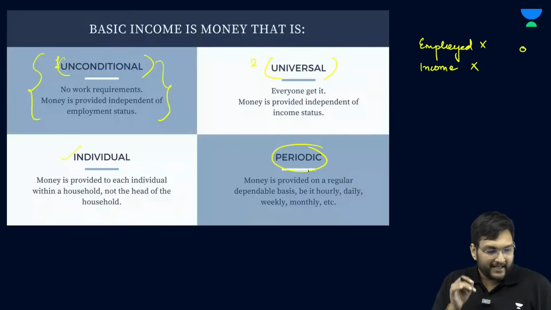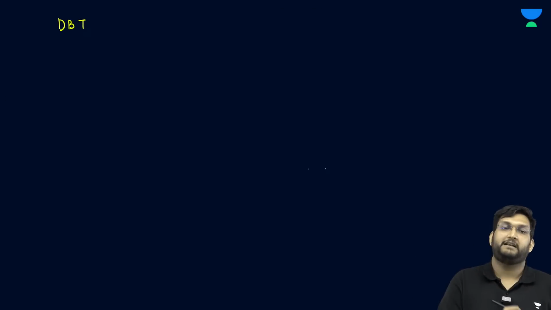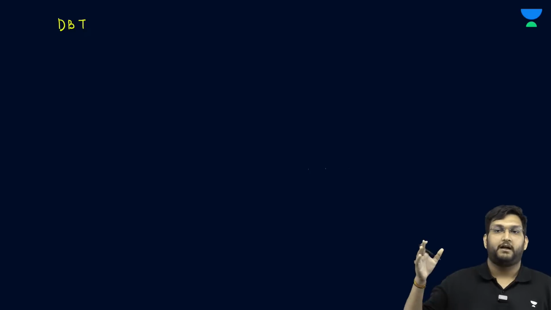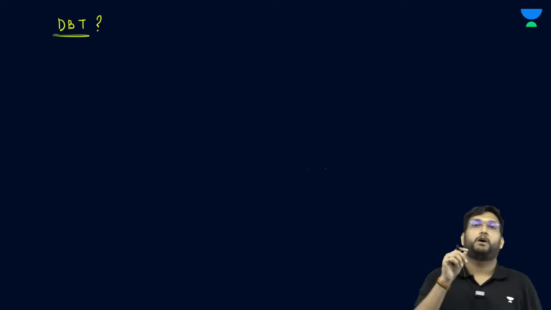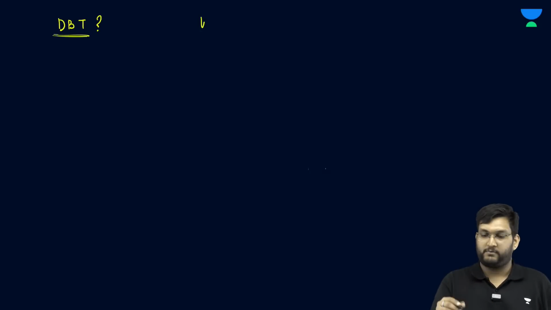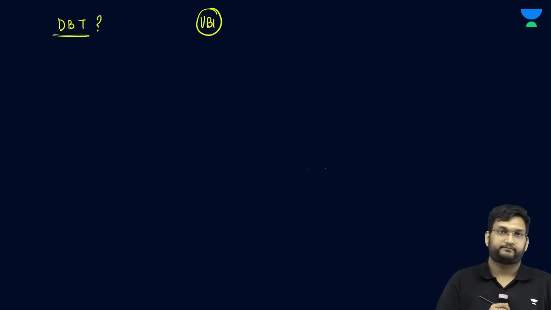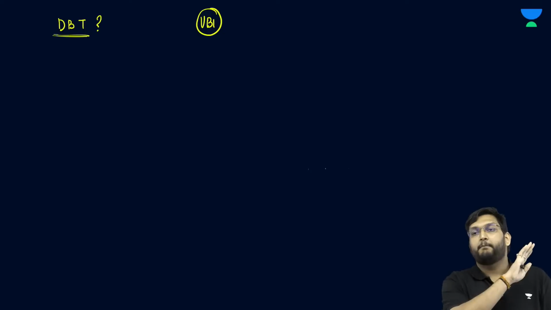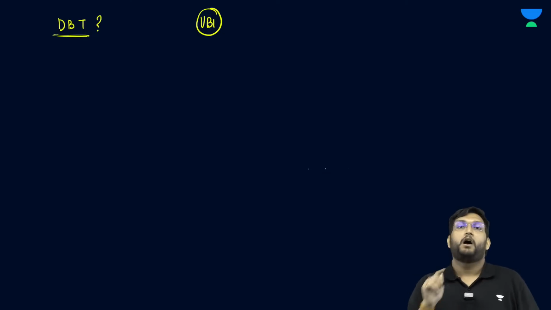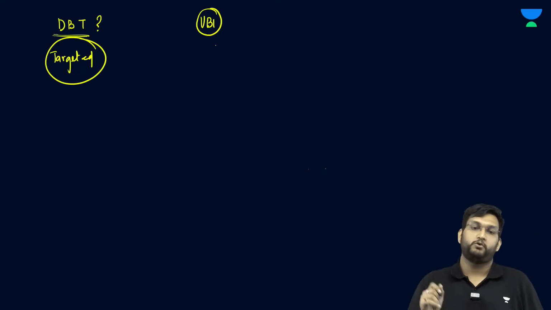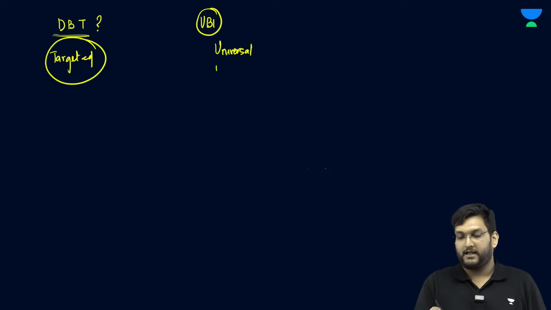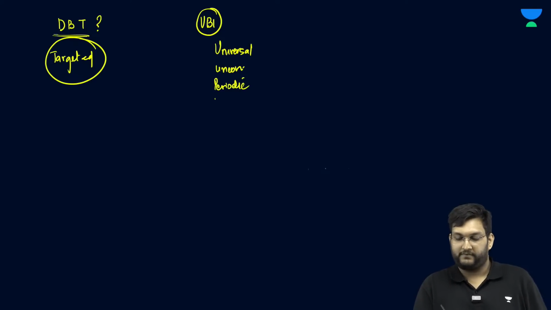Now the question is, can I say that what we do in DBT, which is direct benefit transfer, using Jan Dhan, Aadhaar, can I say that a cash transfer to a farmer under DBT is UBI? Because a lot of people argue that it is UBI. And the answer to that question is, be it any scheme in India, all these schemes are targeted. And if they are targeted, they cannot be UBI because UBI has to be universal, has to be unconditional, and has to be periodic, and has to be over and above that individual based.